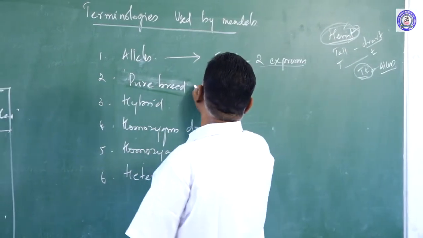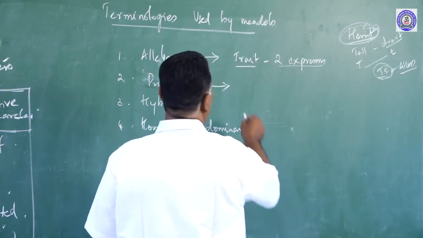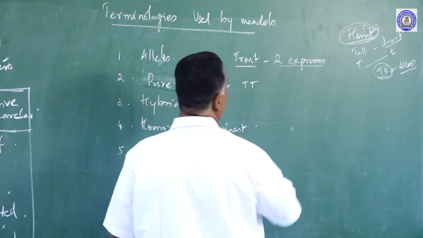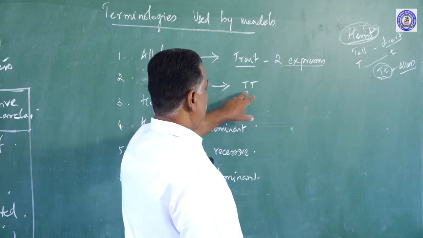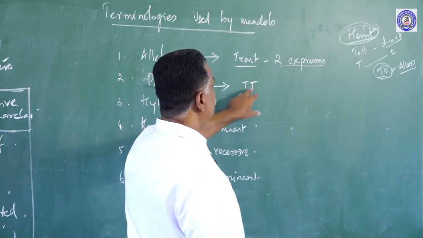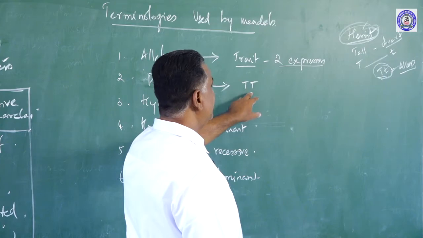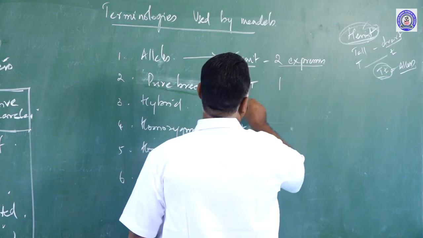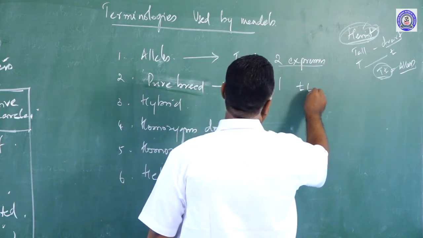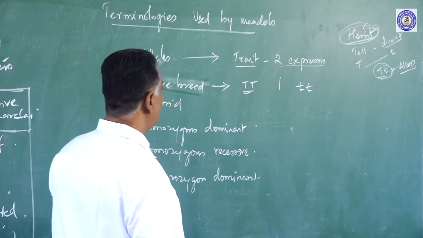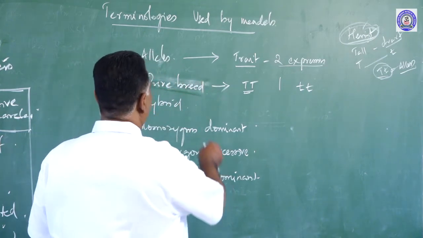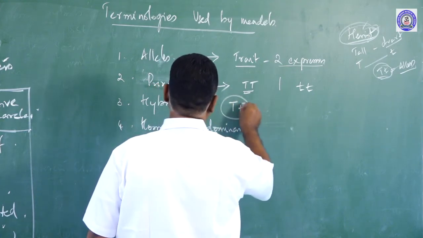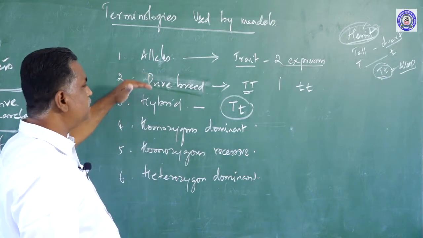Then what is a pure breed? A pure breed is one which has identical alleles, capital T, identical. For expressing a character, two alleles, either identical or unidentical, are required. A pure breed can be capital T representing tall, or small t representing dwarfness. These two are pure. When capital T and small t are together, this is a hybrid. This is pure breed, this is hybrid.